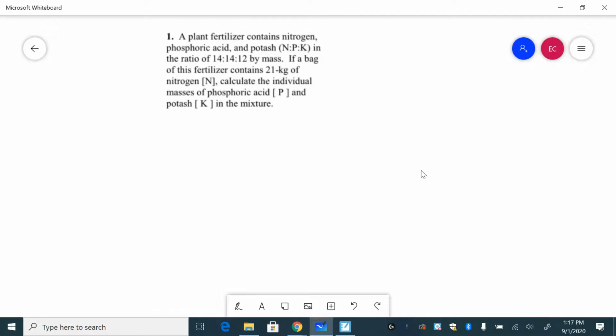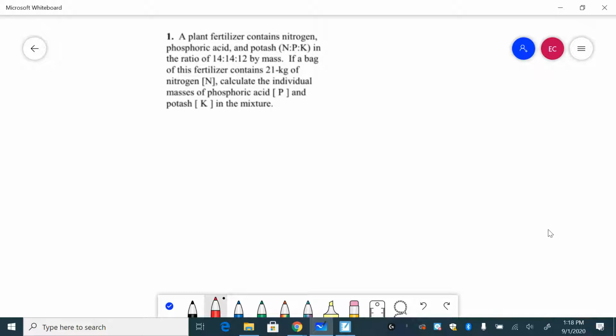So this section is dealing with landscaping. When you're working with landscaping, often you have to mix different amounts of fertilizers. Fertilizers contain different chemical elements. For example, this plant fertilizer has nitrogen, phosphoric acid, and potash (NPK).